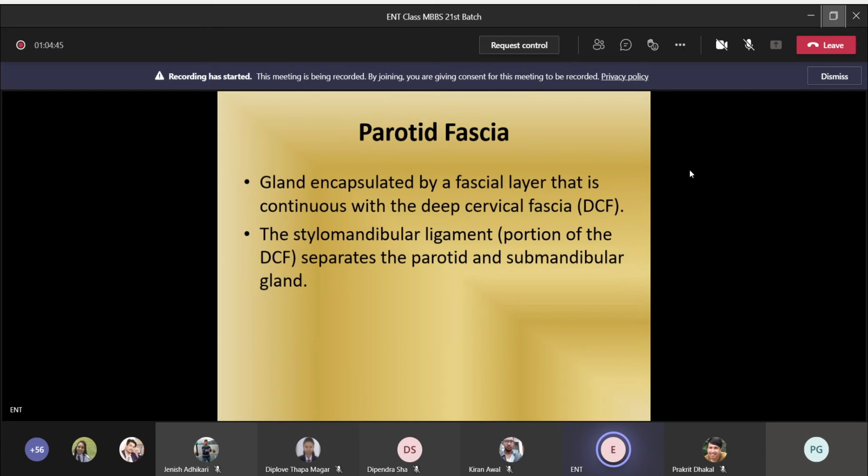Another MCQ came here. What is the stylomandibular ligament? The stylomandibular ligament separates the parotid gland and the submandibular gland. What structure separates the parotid gland and submandibular gland? An MCQ like this may come.